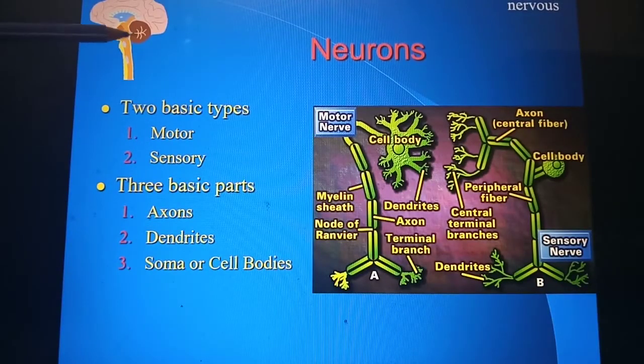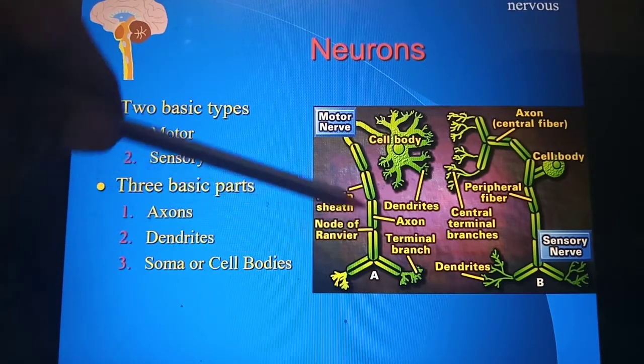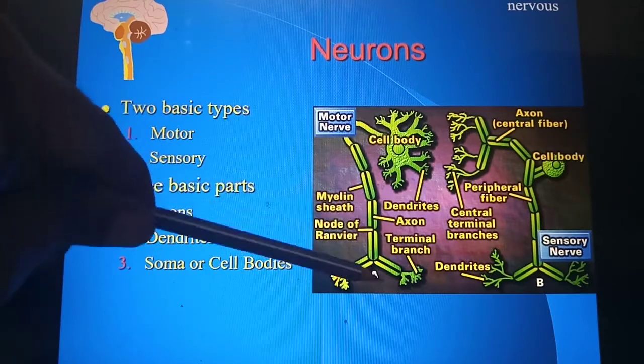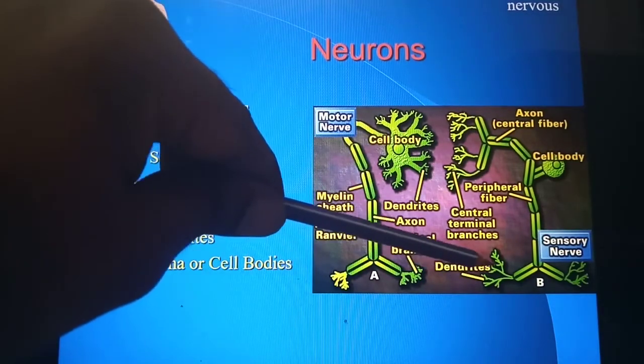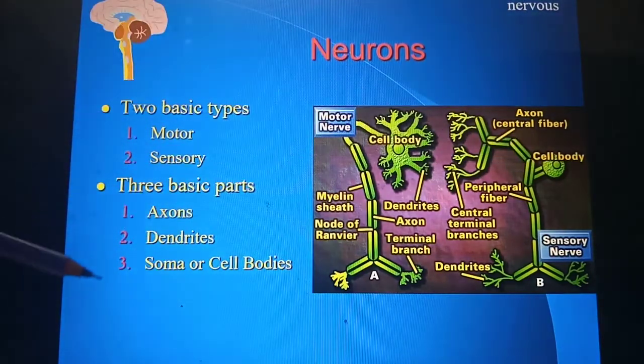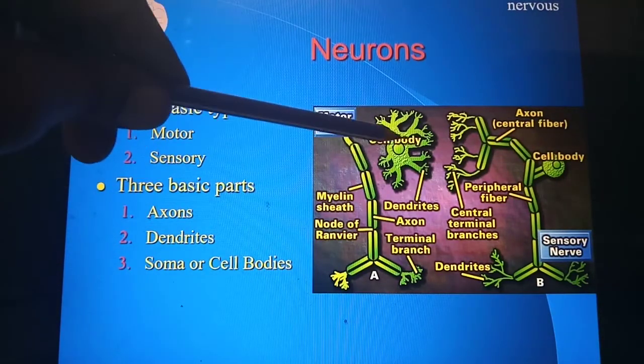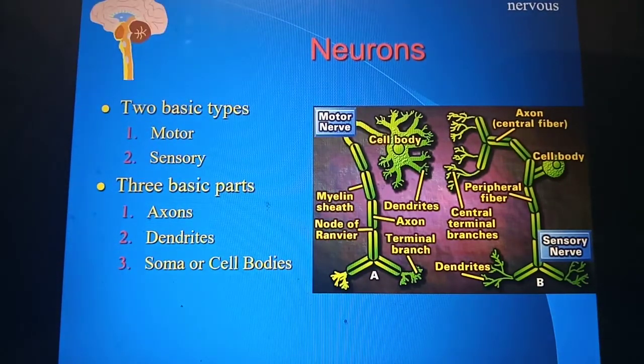So neurons, this is what you studied in the first year. The neuron is the basic part of the nervous system. There are two types of neurons, motor neuron and sensory neuron, and a neuron has three parts: axon, dendrite, and soma. This is the axon, and these are the dendrites and the soma or the cell body. This is the cell body which is present here. So it has three parts.